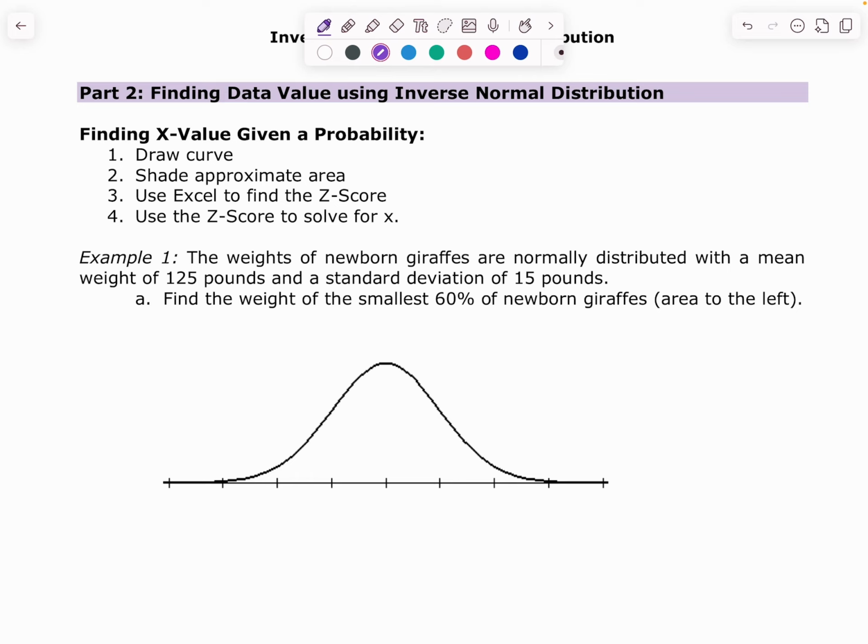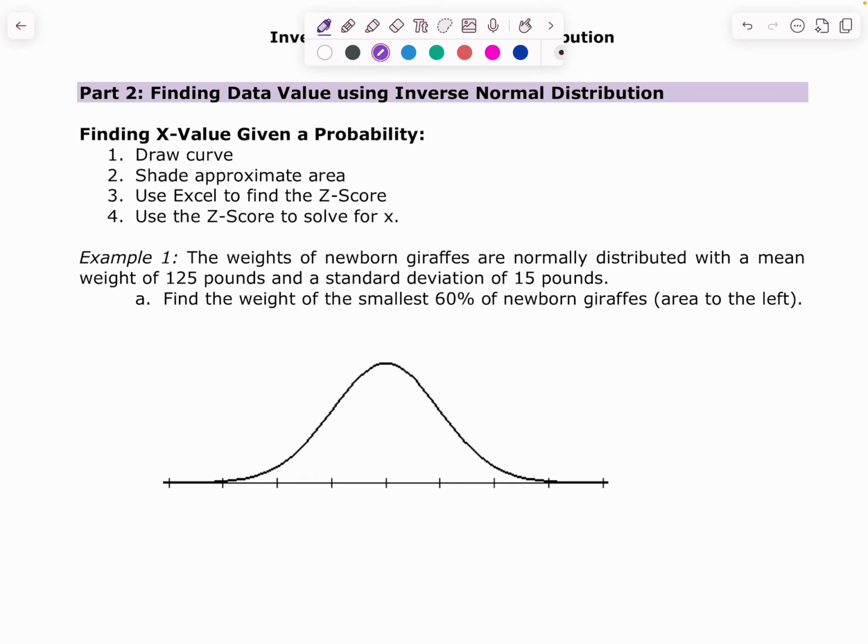So the steps we're going to follow in this process, where we're being asked to find the X value, are: starting out, we're going to draw the curve, and that's such an important step that it gets a whole step by itself. Draw the curve. Then you're going to shade the approximate area based on the given probability. Then we're going to use Excel to find the z-score that correlates with that given probability. And then we're going to use the z-score to solve for x using the x equals equation.